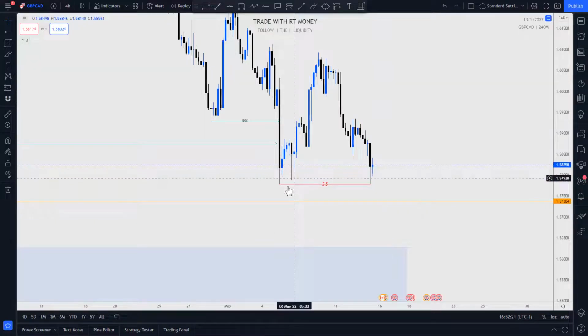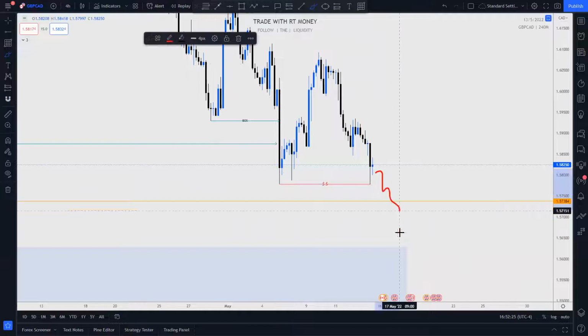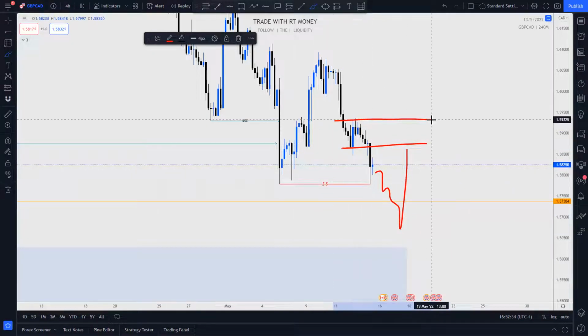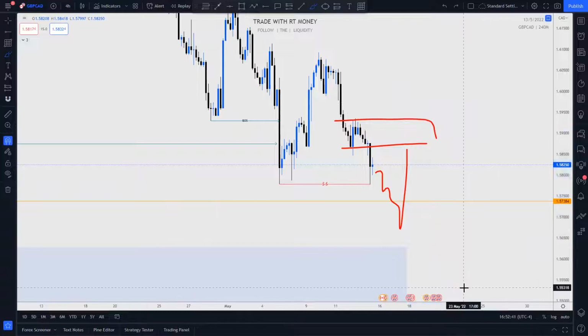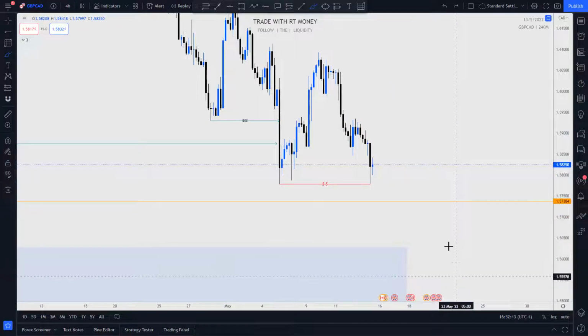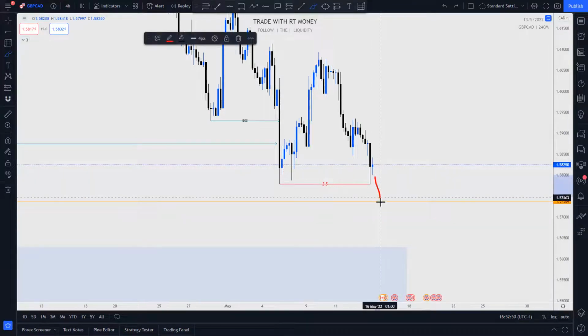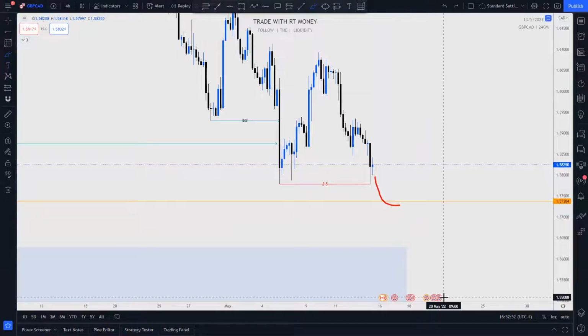This low, I believe, is going to get broken, and I believe that's going to be direct. I think it's just going to drop down, and then maybe we might get a pullback, maybe to this area here. And maybe we can take another short there, or enter a new short if you're not already in it. But I don't think we're going to get that initial pullback here. That's just my instinct talking.